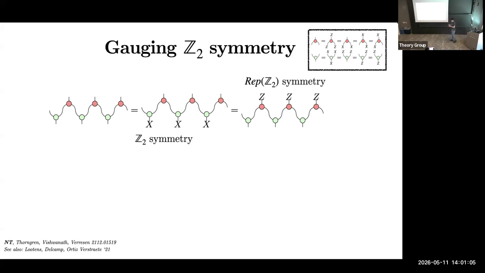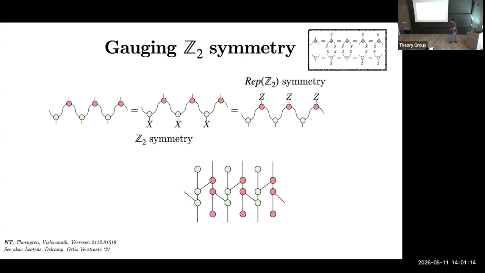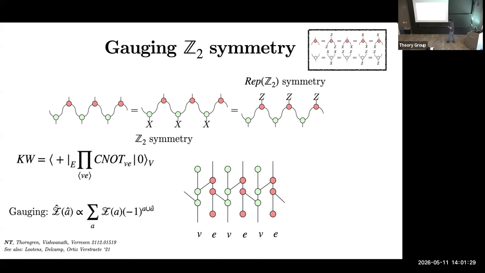And this we can associate to gauging. To make the relation to gauging even more clear, what we can actually do is perform the gauging procedure. So you can use these ZX diagrams to deform this into this picture. Let me explain what this picture is, and then I'll show you that it's equivalent to this.